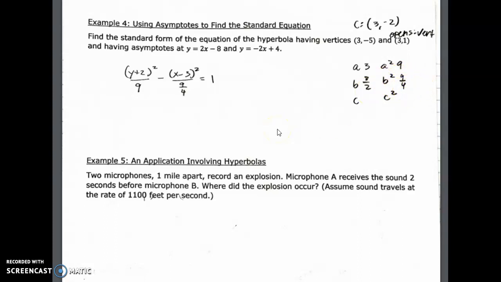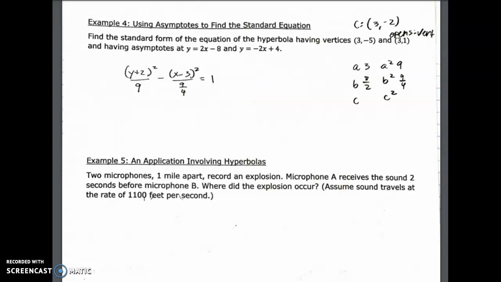So now we have all the information that we need to create our equation. So we plug in our h and our k values. Because the y's come first, just make sure that you put your y coordinate of your center point here, and then minus x minus your x coordinate of your center point, your h value, and then your a squared and your b squared, and then equals 1.